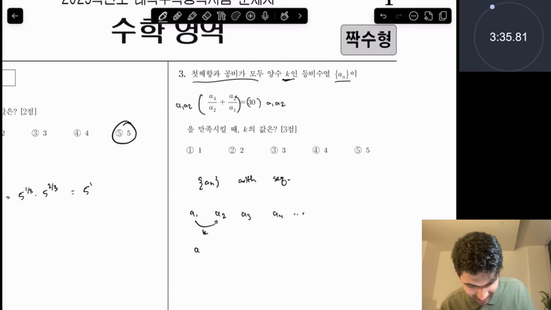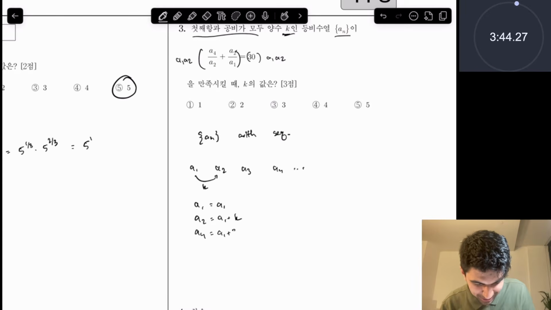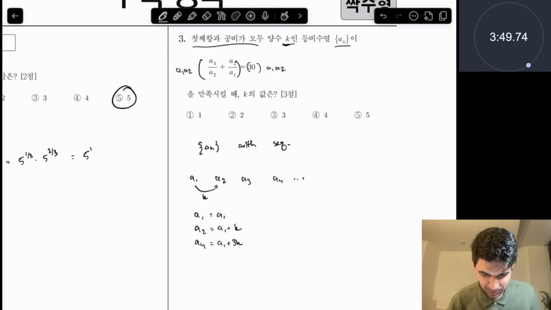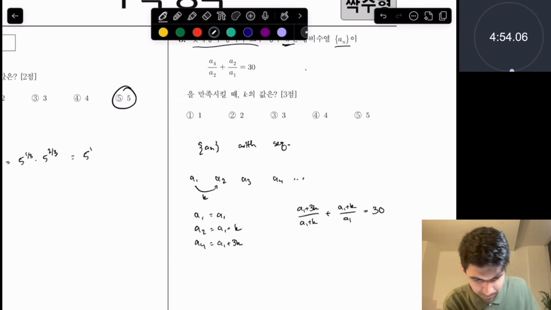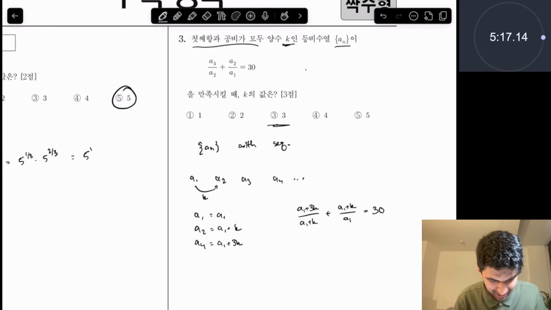So then we can say a1 is just a1, a2 is equal to a1 plus k, and then a4 is equal to a1 plus 3k. So now we can substitute in. Now we have to figure out what k is. But what about a1? Let's see if we can simplify this a little bit. I really don't want to simplify it though.